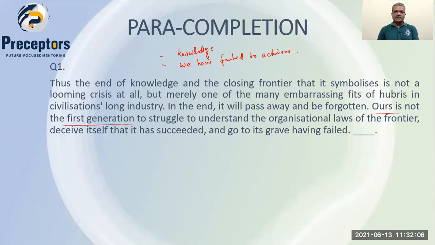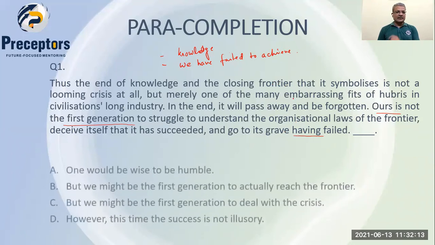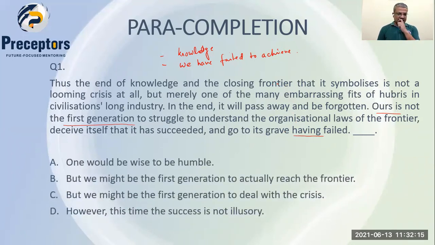Many people have struggled before us, and we are going to brave having failed. So this is pretty important. Let's look at the options. These are your options. One would be wise to be humble, probably because I really don't know how to do this. I'll keep it in mind, but I will not eliminate it because it is something which I need to look at closely. But we might be the first generation to actually reach the frontier.